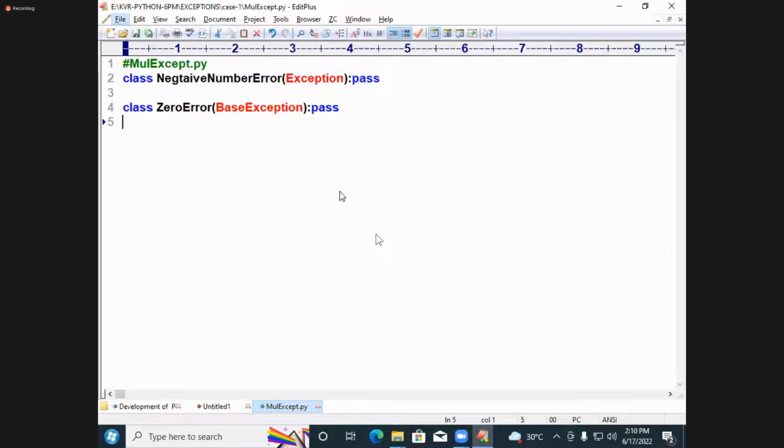Development of programmer defined exception. The file name acts as what name? Yes, very good, module name. So all of them come under development of what? Programmer defined exceptions.